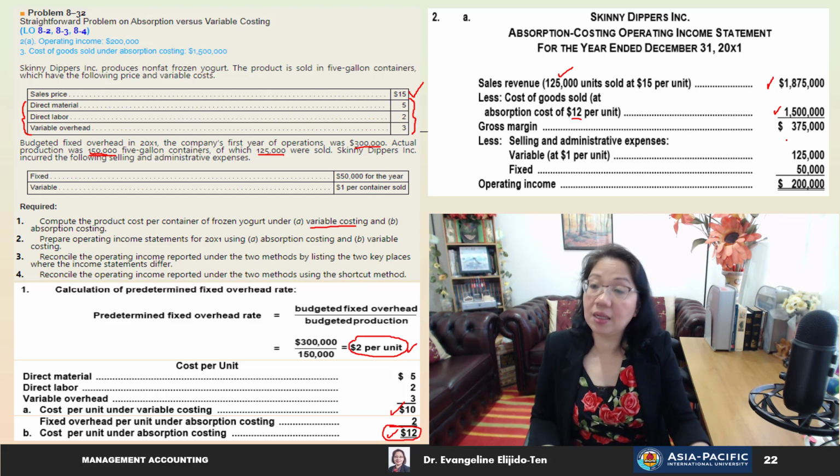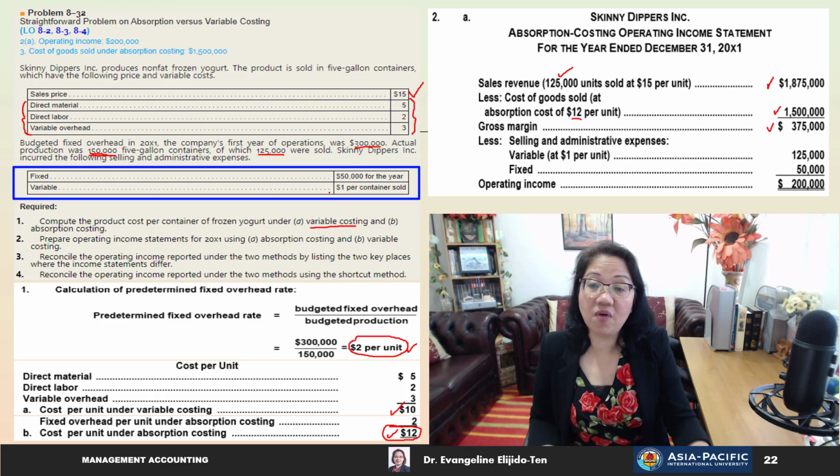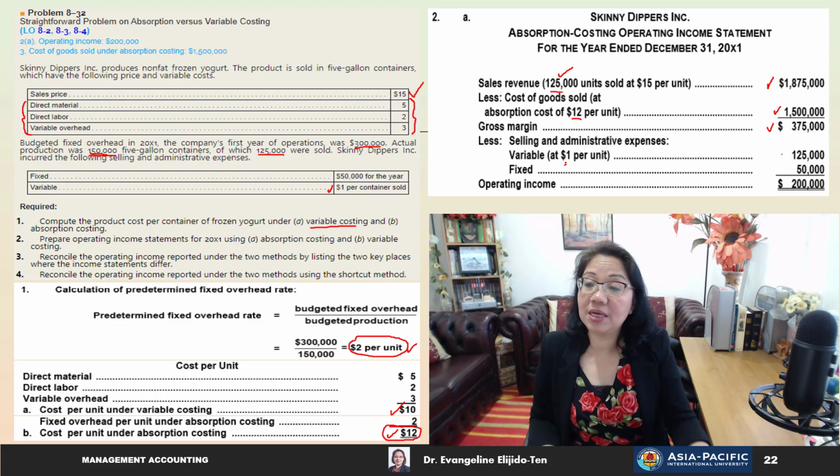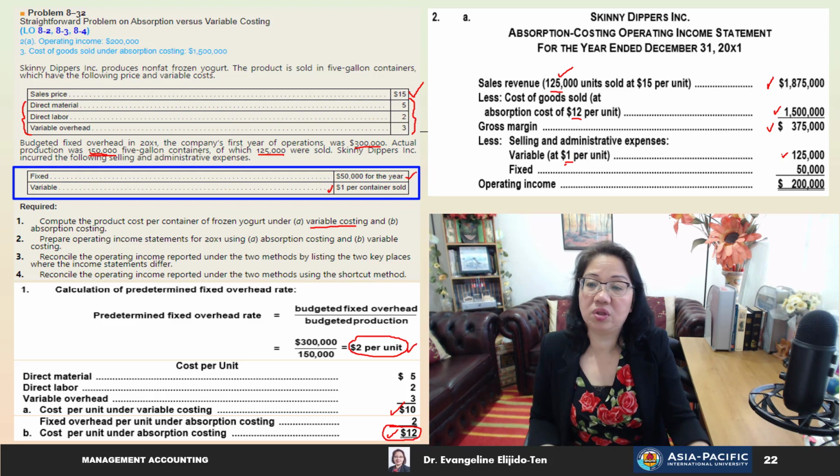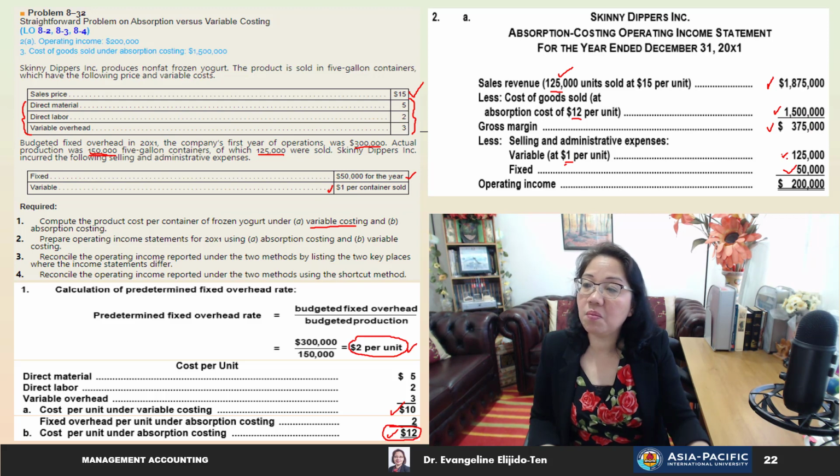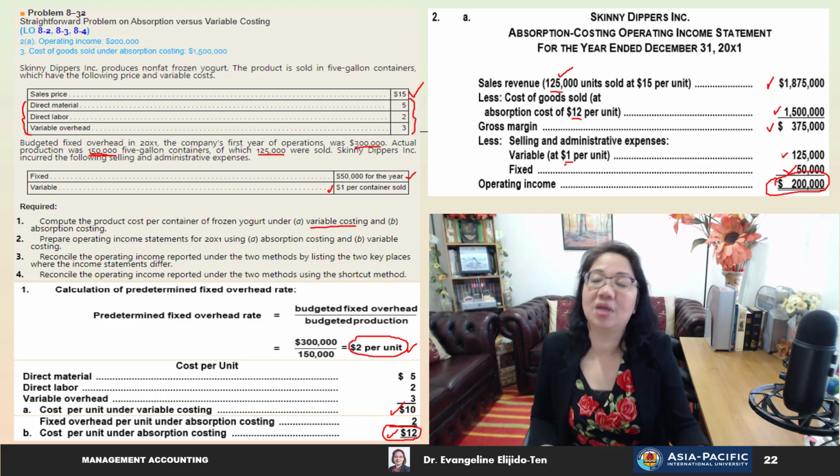So we can calculate that gross profit is 375,000, and then we'll deduct the selling and administrative expenses. It says here that the variable selling cost is $1 per container sold. So $1 times 125,000 units sold would give us 125,000. And the fixed selling and administrative cost is 50,000 per year as given. So 375,000 minus 125,000 and 50,000 will give us $200,000 profit. And that is under absorption costing.